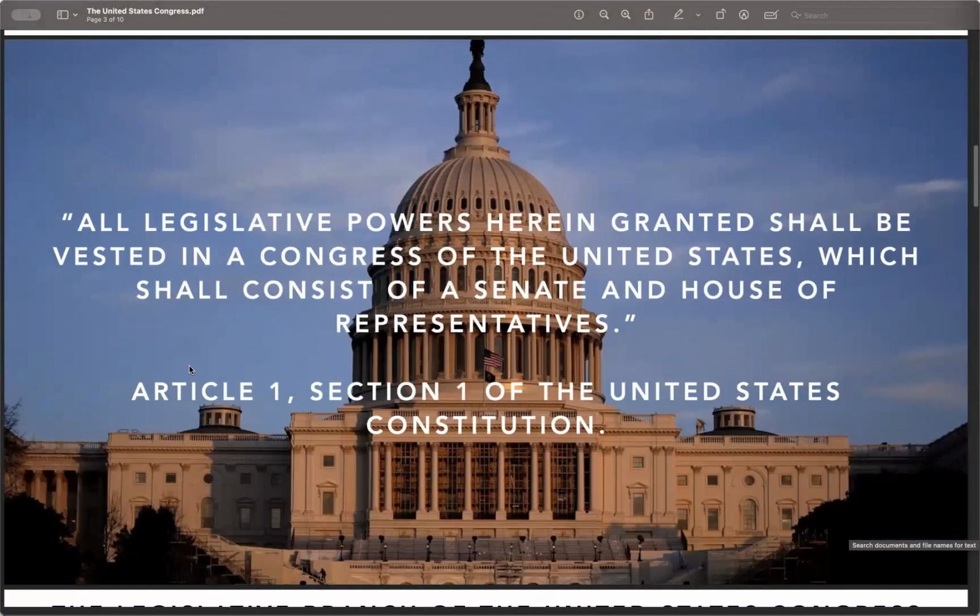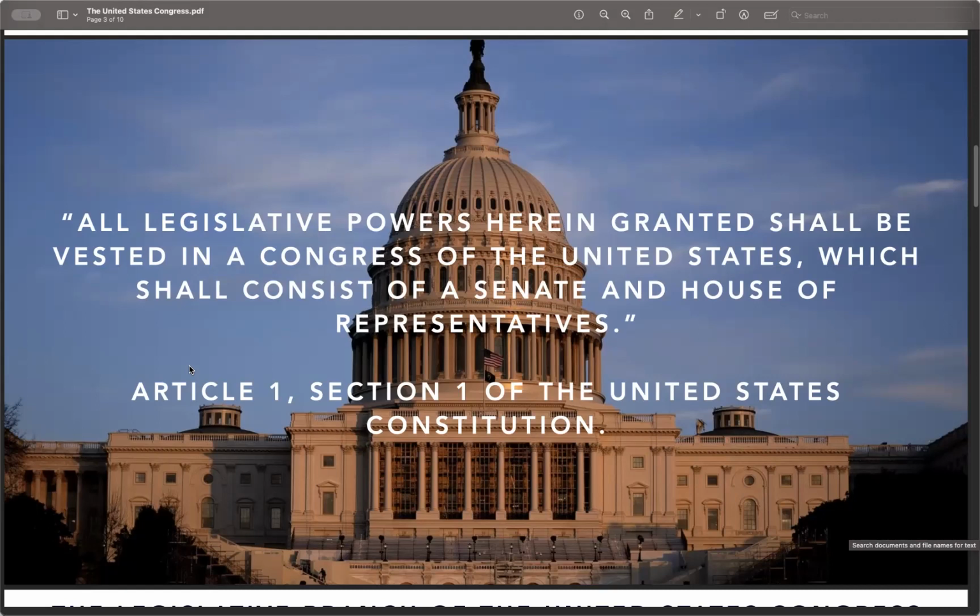Cool. So, Article 1, Section 1 of the Constitution vests all legislative powers in Congress, in the Senate and in the House. What that means is two things. The first is that Congress is the supreme law of the land. That is, federal law is supreme over all state law.